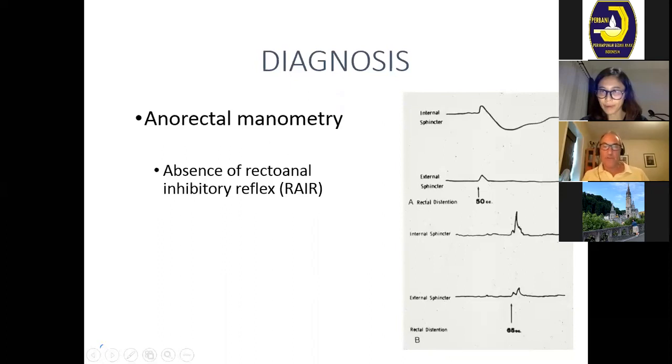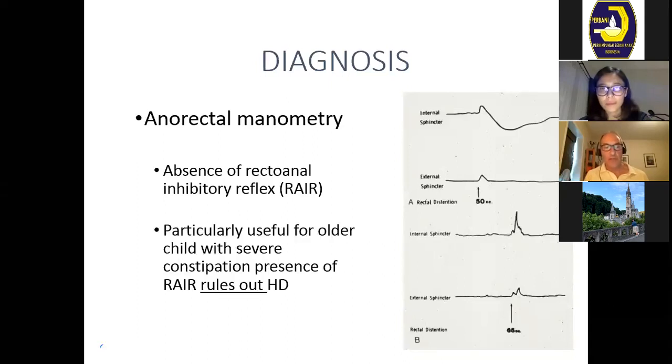We don't use this for newborns with Hirschsprung's disease because technically it's difficult to do. Some centers have described anorectal manometry in newborns, but it's difficult to do. But I find it's particularly useful in older children who present with severe constipation and you want to rule out Hirschsprung's disease. If you do anorectal manometry and you find a normal rectoanal inhibitory reflex, if it looks like this, then that essentially rules out Hirschsprung's disease.